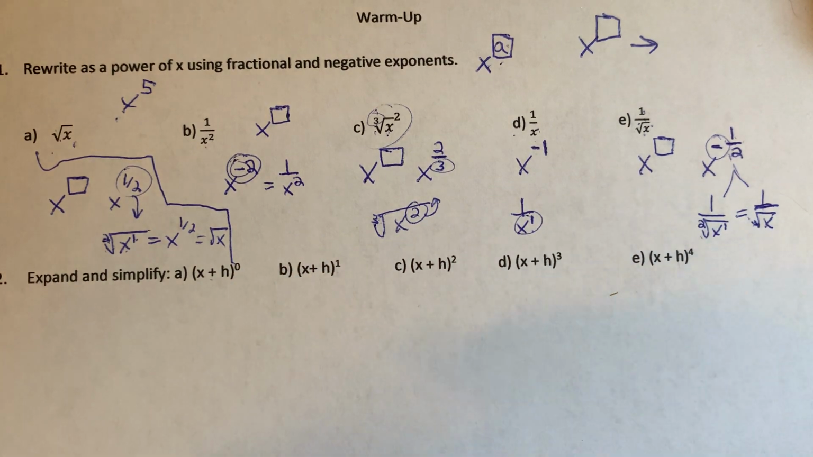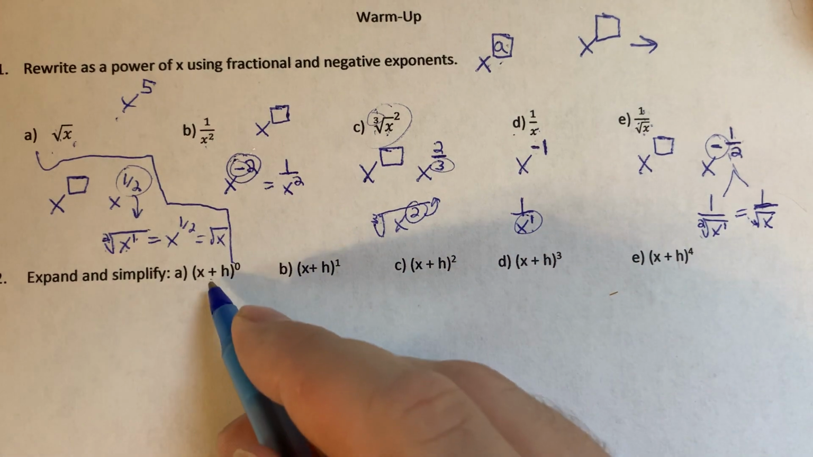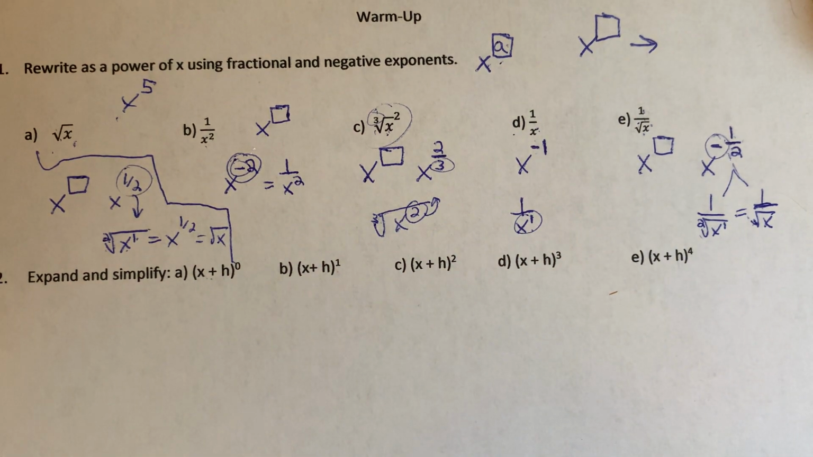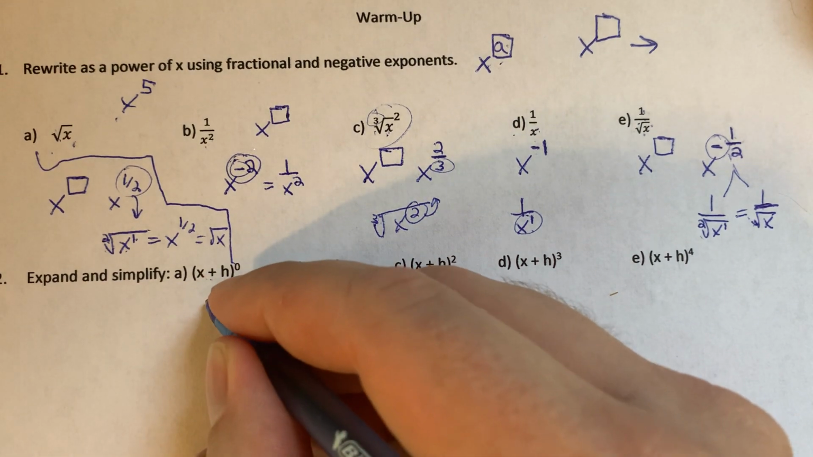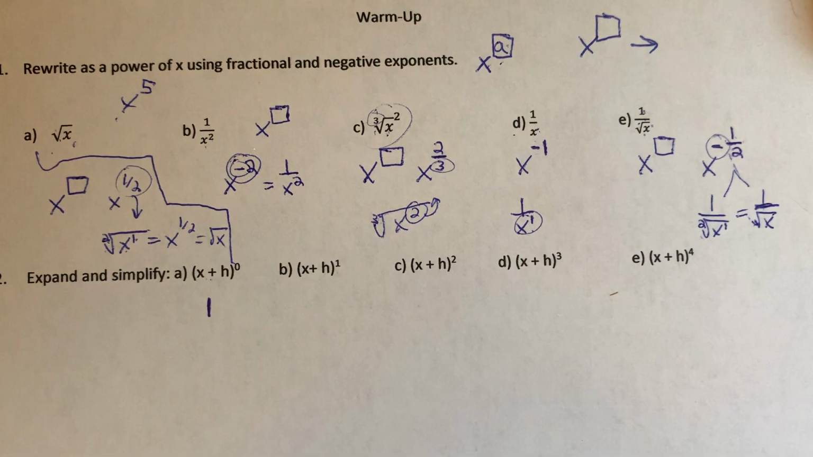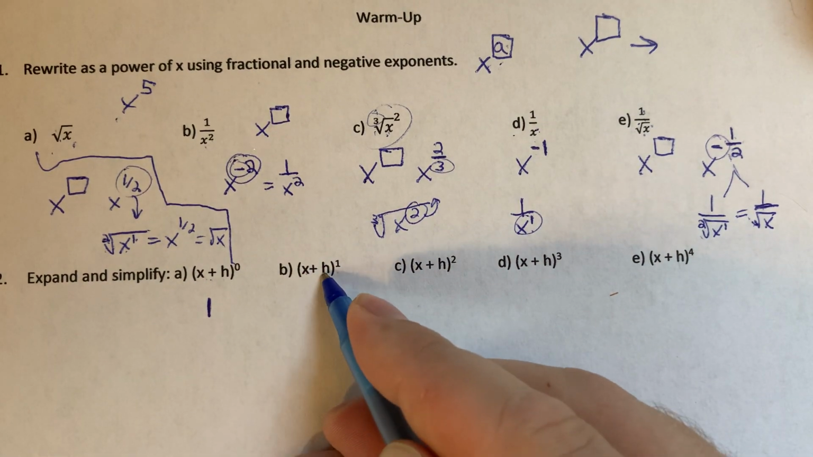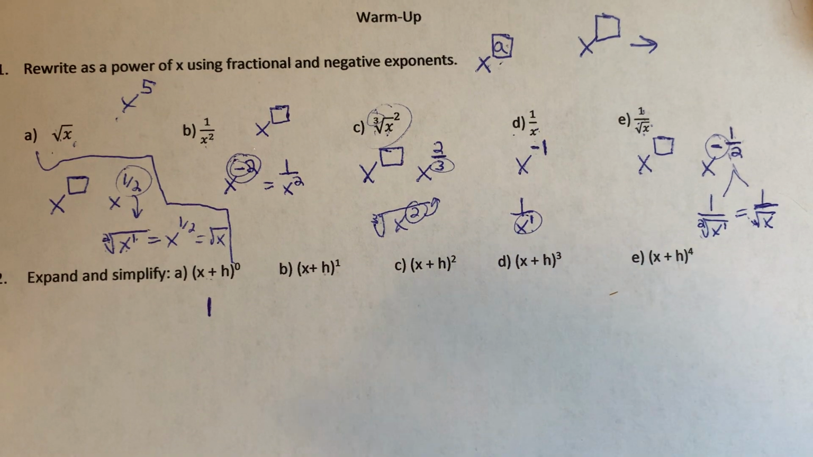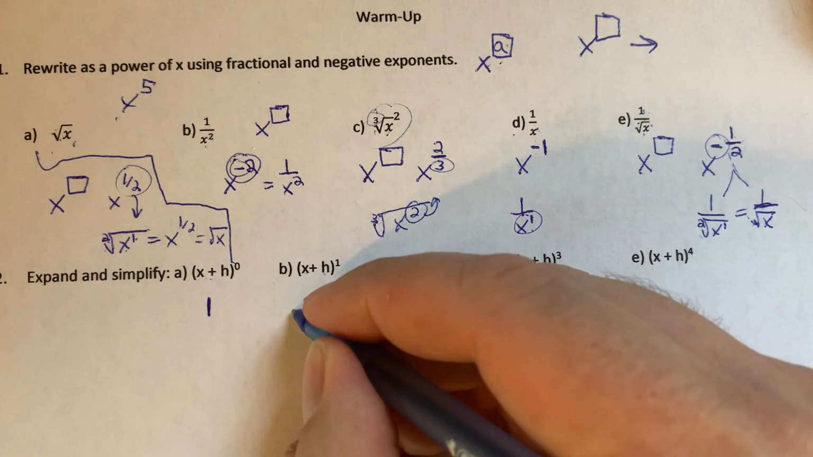Okay. Let's see how we are on our binomial expansions. I don't know if you guys did this last year, but let's see how we do. So what is x plus h to the 0 power? And we should remember that anything to the 0 power is 1. What about x plus h to the 1 power? And we should remember that anything to the 1 power is itself.